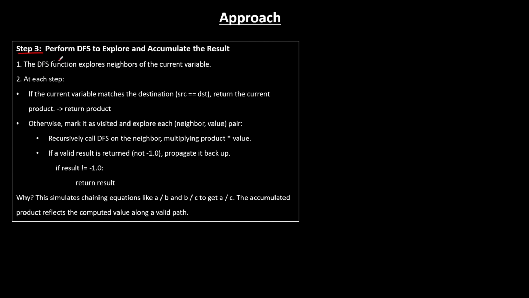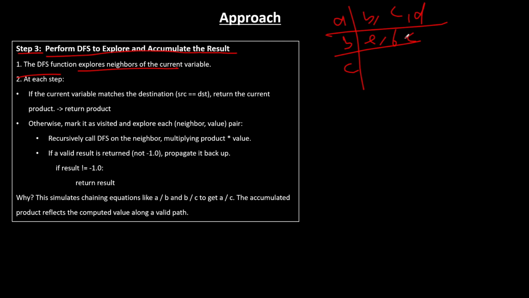Now in step 3, we perform the DFS to explore and accumulate the result. The DFS function explores neighbors of the current variable. So suppose we had A, B, C as variables like this; this is the key, these are the values, let it be C, and I'm just adding some random values here: E, F, C, let it be G, E, L. So random values are written. What this means is that A is connected to B, A is connected to C, A is connected to P, and it has some values in it. Since it is a weighted graph, it goes like this. Now, how is the weight stored? Let me write that also.